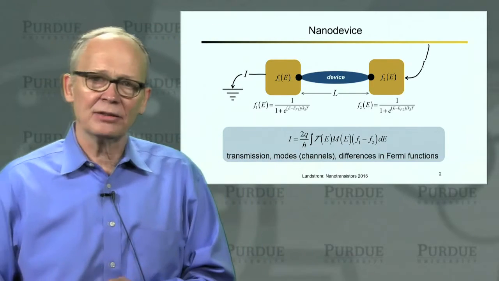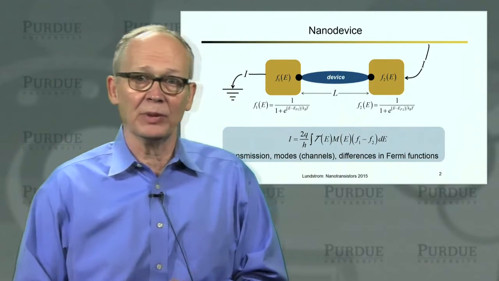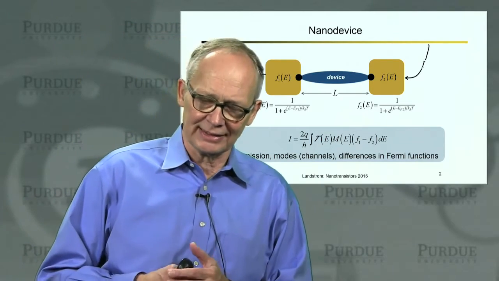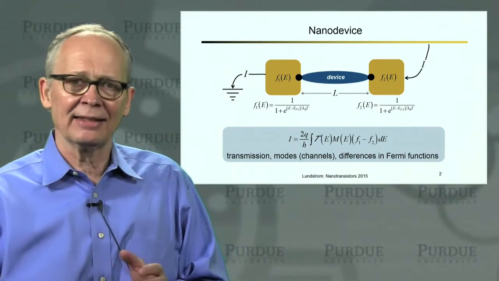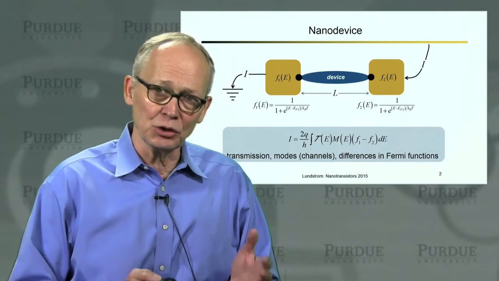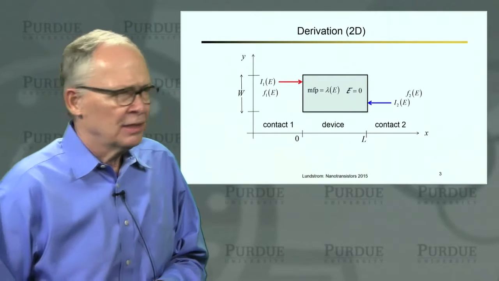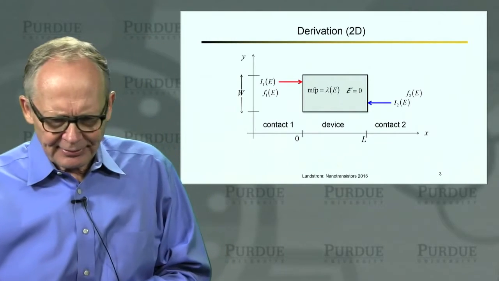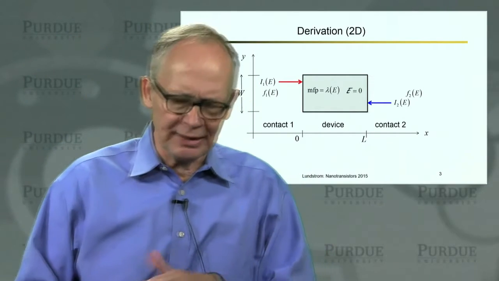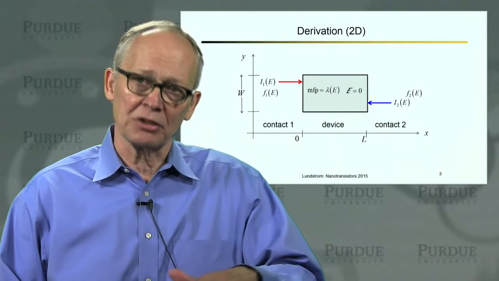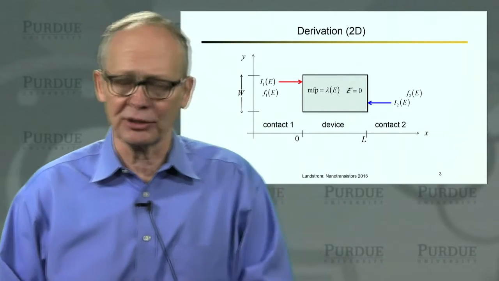So what we would like to do in this lecture is to see if we can derive this expression and get comfortable with the various terms inside the expression. In the next lecture, we'll spend some time using it, and then we'll be ready to consider MOSFETs. So let's do the derivation. I'll do it in 2D because I'm thinking of a planar MOSFET where the electrons are flowing in a two-dimensional sheet like an inversion layer.